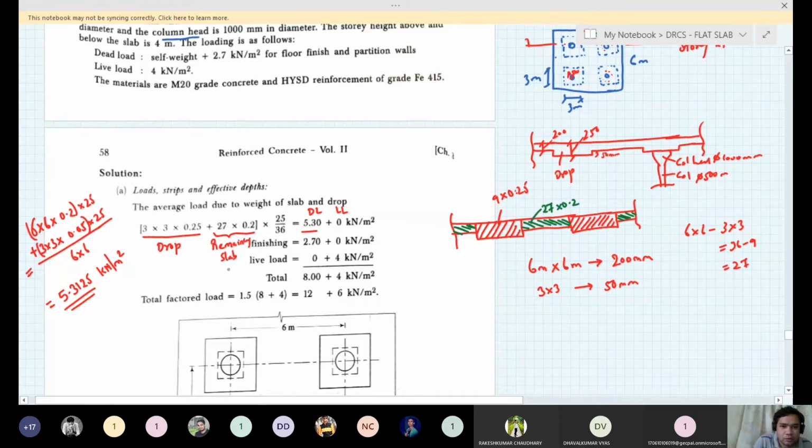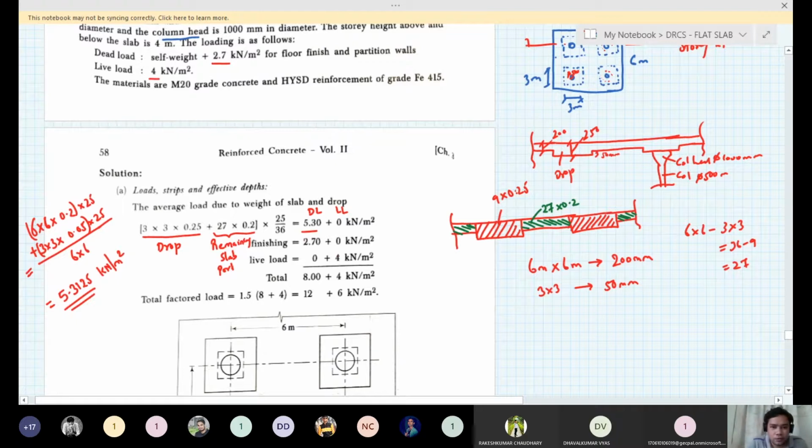Slab portion: the whole volume multiplied by the density of the concrete, divided by the plan area, gives you the dead load per square meter. Then the floor finish is given as 2.7 kilonewton per meter square, and the live load is 4 kilonewton per meter square.